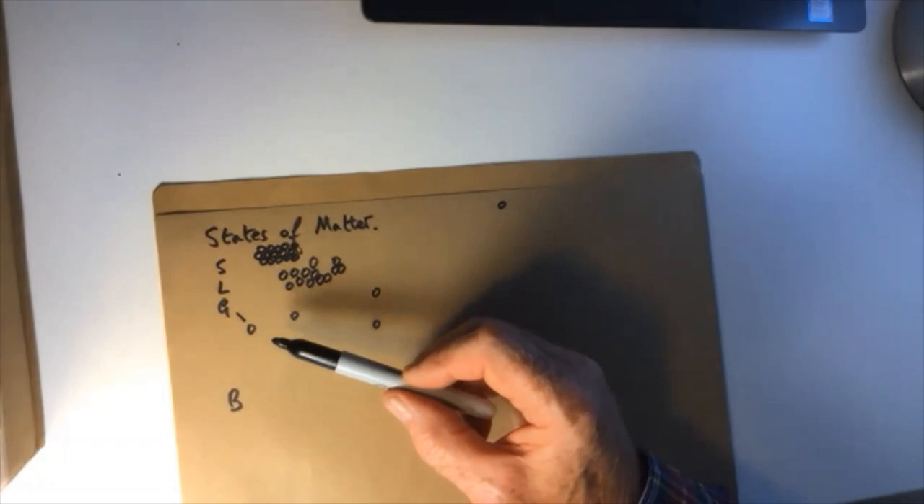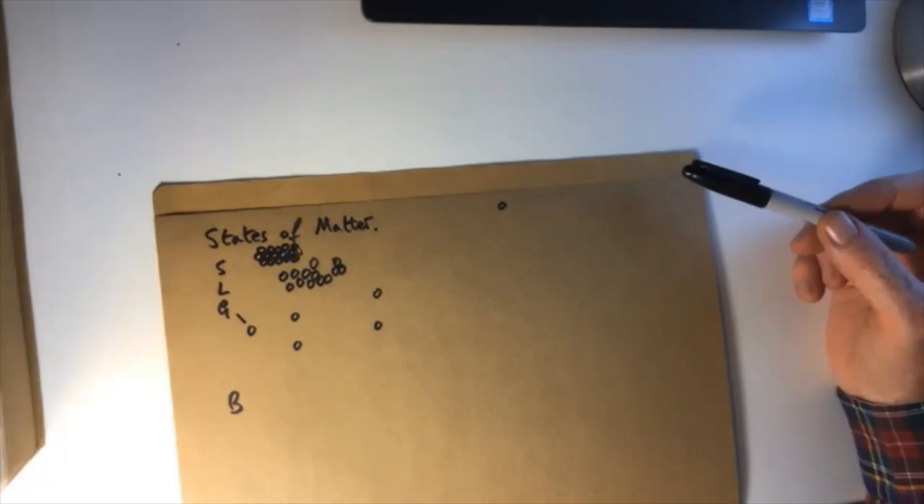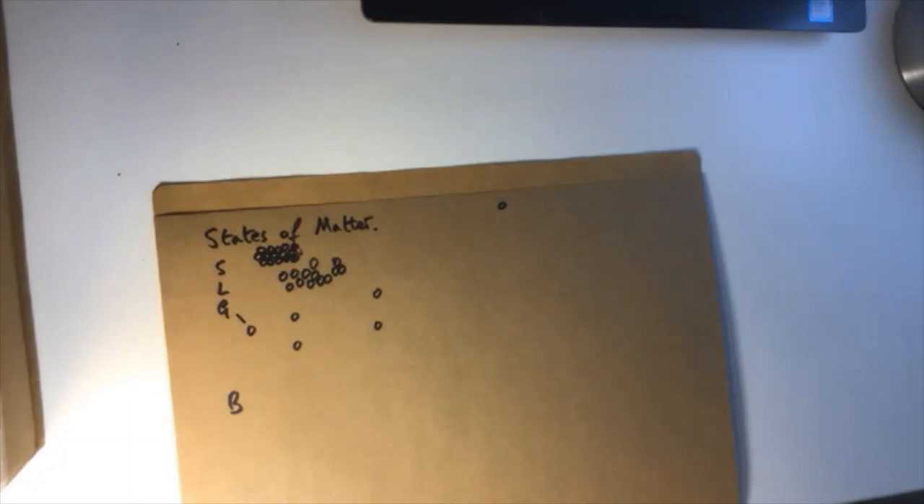So when there's a gas, if somebody's walked into the room and a funny smell followed them in, that smell permeates through the whole room because of diffusion, as the gas particles move around the room. What does the B stand for? Brownian motion.